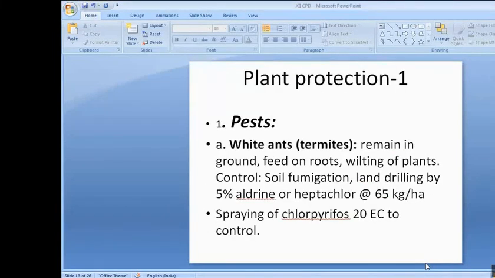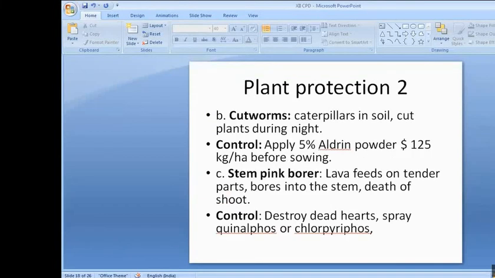Then plant protection. In plant protection, there are pests and diseases. One pest is the white ant, that is called termite. Now this termite can be controlled. Termite feeds on the plant, remains in soil during the day, and during night comes out and feeds on the plant. Control: spraying of 5% fungicide, or we can spray chlorpyrifos.